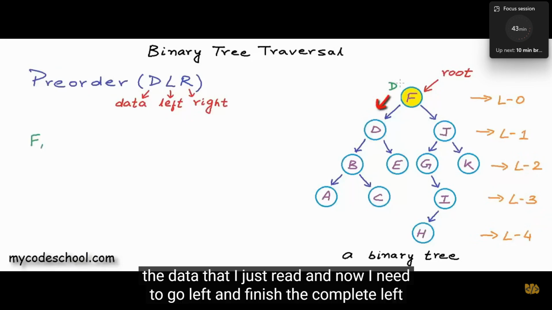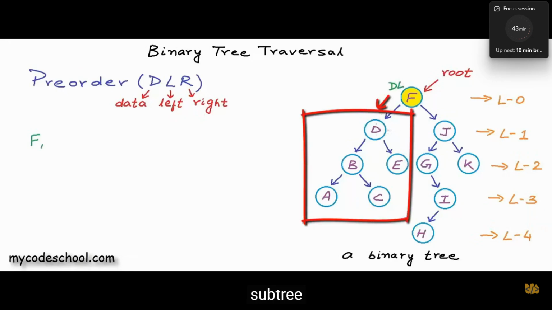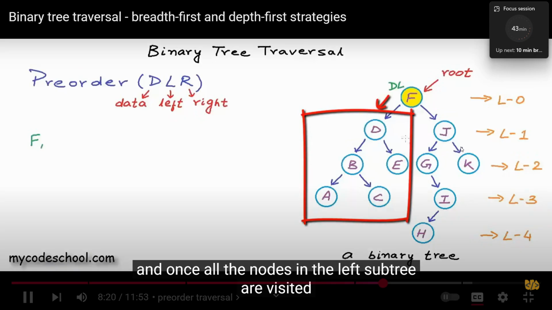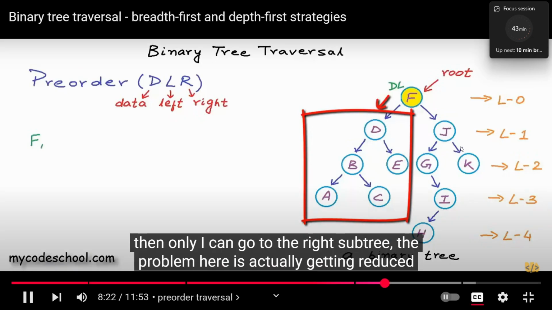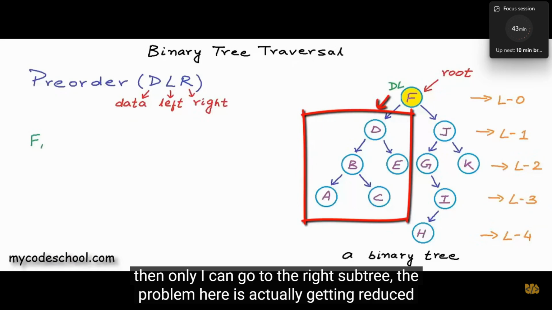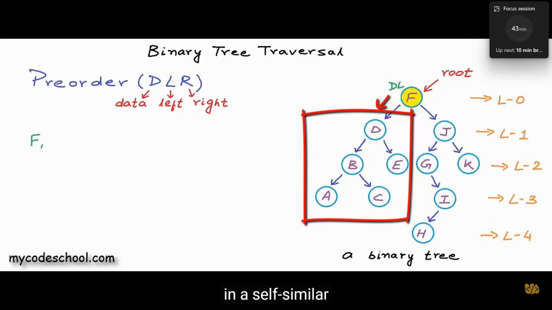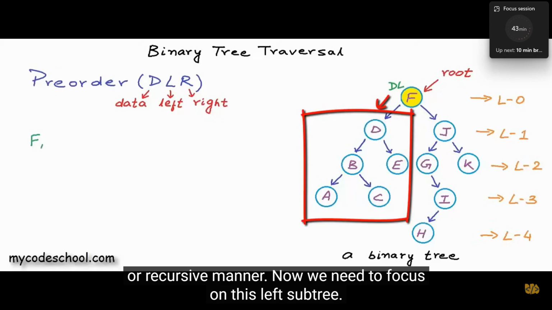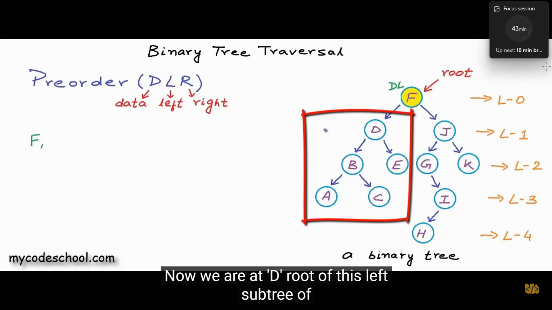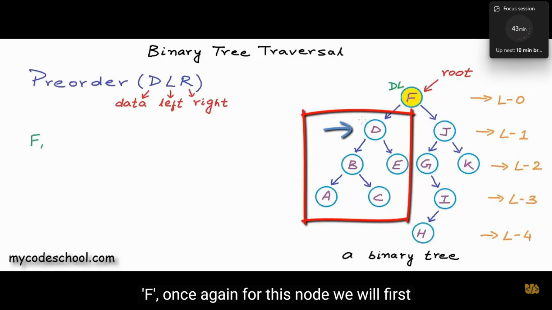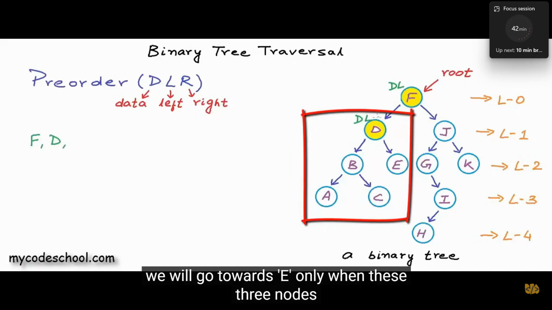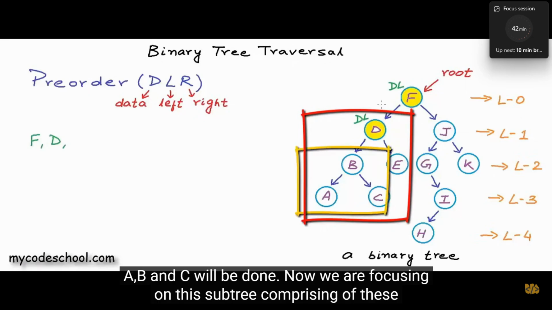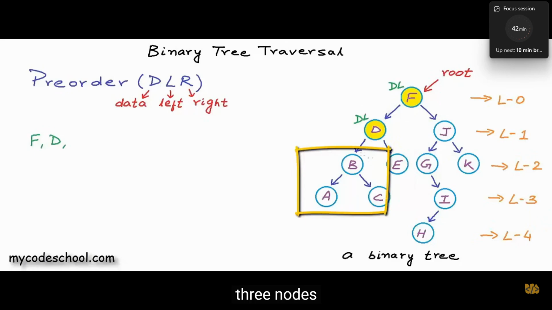And now I need to go left and finish the complete left subtree. And once all the nodes in the left subtree are visited, then only I can go to the right subtree. The problem here is actually getting reduced in a self-similar or recursive manner. Now we need to focus on this left subtree. Now we are at D, root of this left subtree of F. Once again, for this node we will first read the data, and now we can go left. We will go towards E only when these three nodes A, B, and C are done. Now we are focusing on this subtree comprising these three nodes.